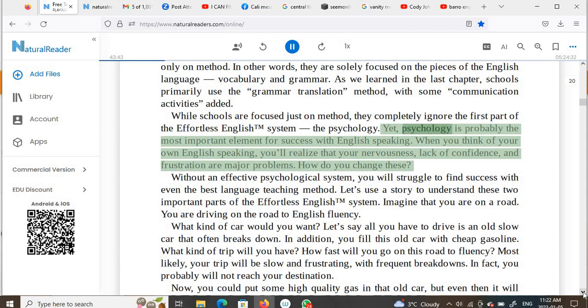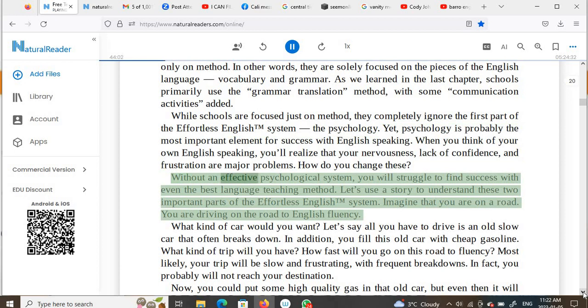Yet, psychology is probably the most important element for success with English speaking. When you think of your own English speaking, you'll realize that your nervousness, lack of confidence, and frustration are major problems. How do you change these? Without an effective psychological system, you will struggle to find success with even the best language teaching method. Let's use a story to understand these two important parts of the Effortless English System.